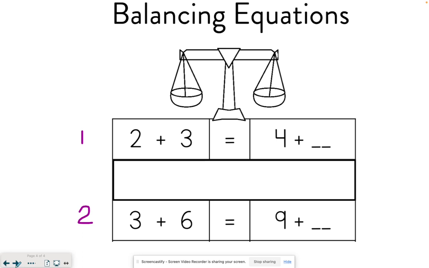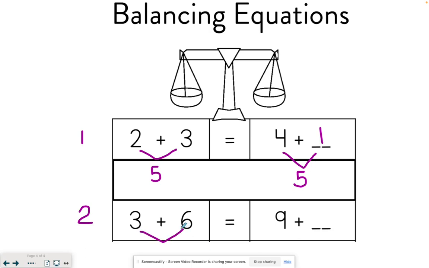Welcome back. Hopefully you gave these a whirl. So on the left side here, if I do 2 plus 3, I get 5. On the other side then, I need 4 plus something to get me a balanced equation, which would be 5. So what plus 4 gets me 5? The answer is 1.